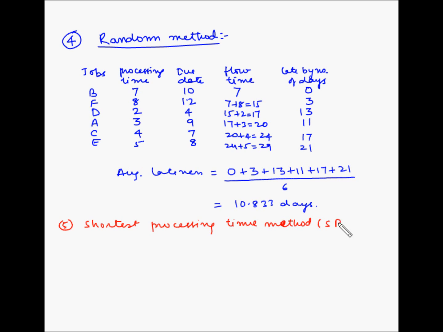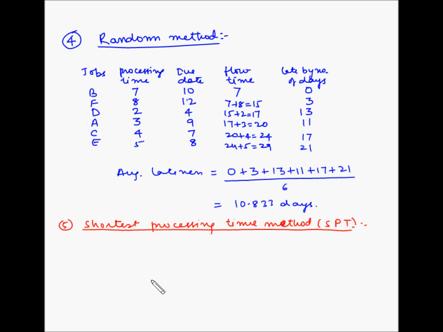Also known as the SPT method. Now in this method, the priority rule of sequencing is based on the processing time of the jobs. The job with the shortest processing time is scheduled first, and the remaining jobs are sequenced according to their processing times later on. So basically, the job with the highest processing time is scheduled at the end of the sequence.